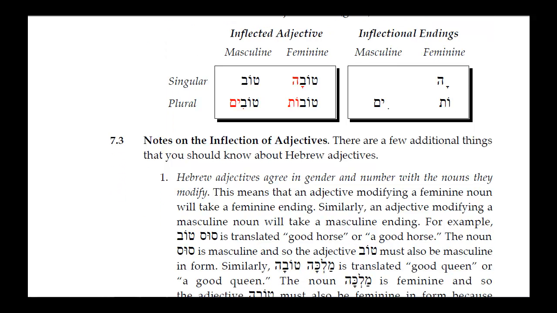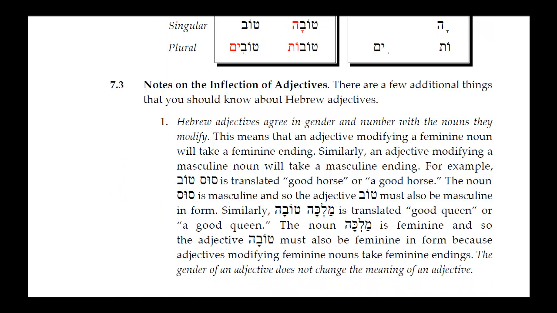Just a few notes about the inflection of adjectives. Hebrew adjectives agree in gender and number with the nouns that they modify. I already mentioned that. This means that an adjective modifying a feminine noun will take a feminine ending, and similarly an adjective modifying a masculine noun will take a masculine ending.